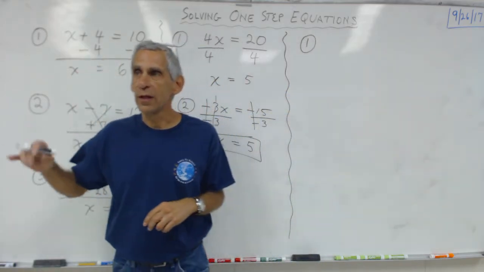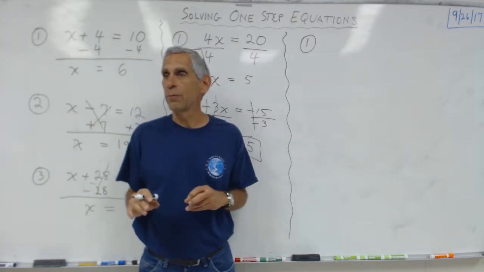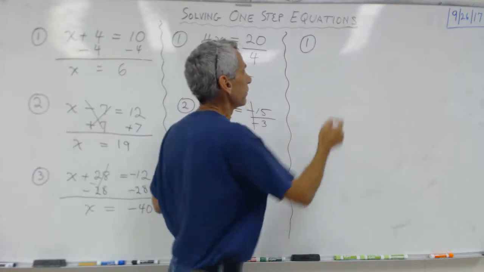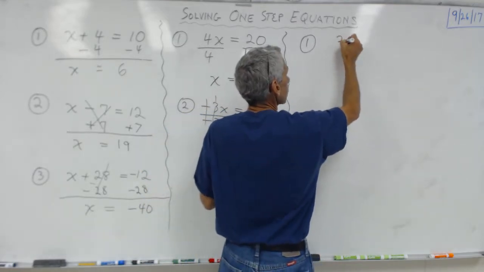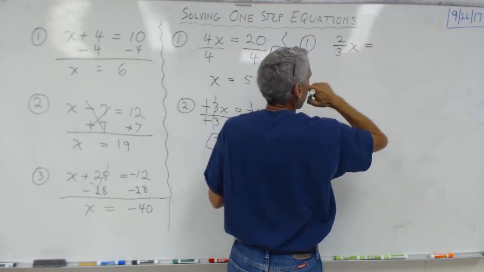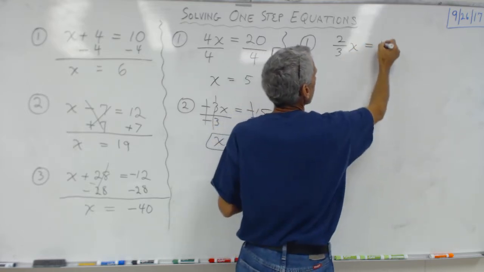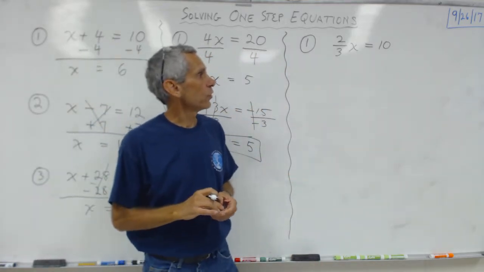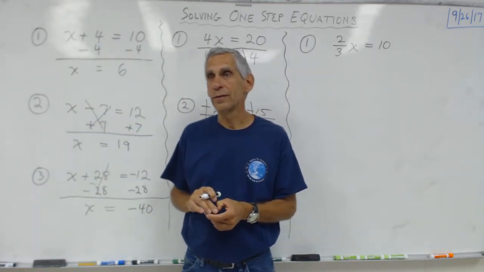Okay, guys, we're almost done. There is a third type of one-step equation. A third type of one-step equation. Another one. Of course. Oh, yeah. Forgot about division. Okay. 2/3 x equals 10.